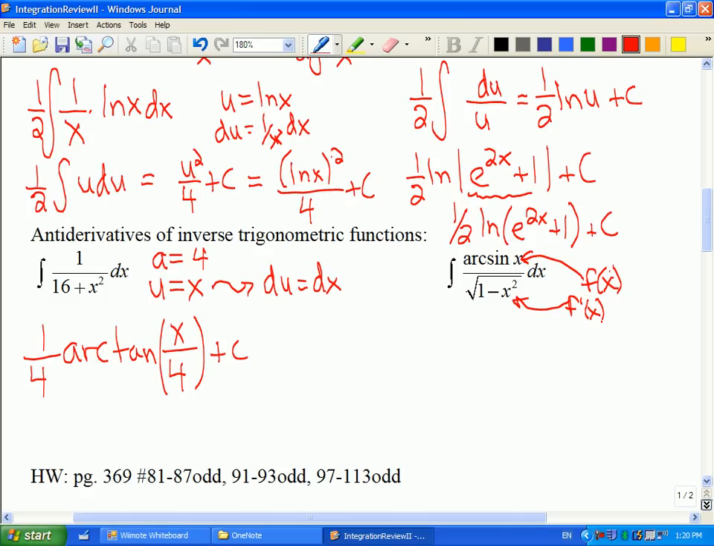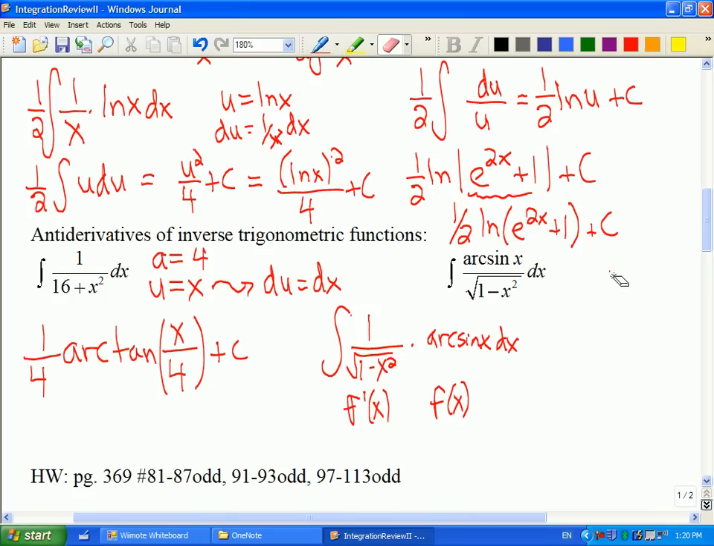So if I rewrote it, 1 over root 1 minus x squared times arc sine x. That's the function, that's the derivative. So yeah, it works nicely for doing the power rule. We could also do a substitution, which I would suggest for us just to get good practice working with that technique. So I'll go and finish it off using substitution.